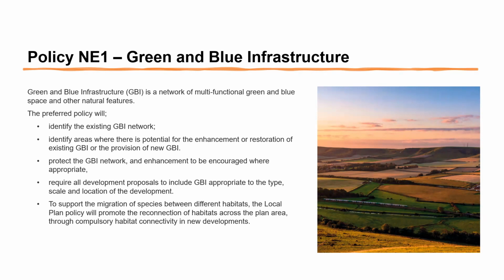And finally, to support the migration of species between habitats, the preferred local plan promotes the reconnection of habitats across the plan area through compulsory habitat connectivity in new developments. So for example, if a site overlaps two identified habitats, or the same habitat that is fragmented, local plan policy could set out mandatory requirements for the design of the site to specifically include green or blue corridors to connect those habitats.